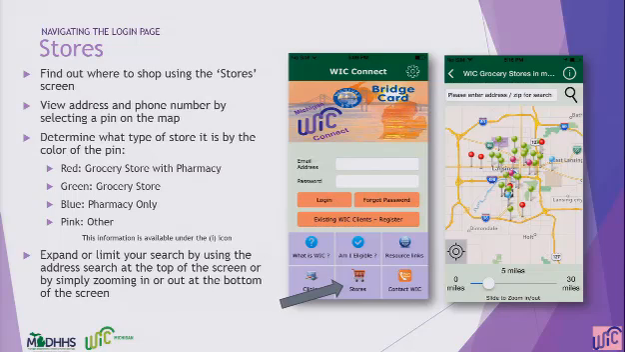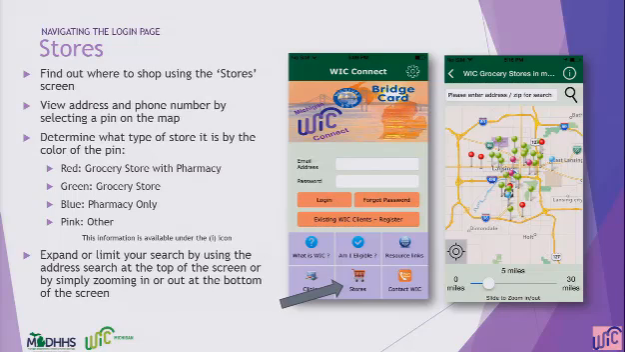The store screen provides similar functionality in that users can locate local WIC-approved stores by utilizing the interactive map feature. Similar to the clinics page, users can view store details by selecting any pin on the map and change the location by utilizing the address search bar at the top or the zoom feature at the bottom.